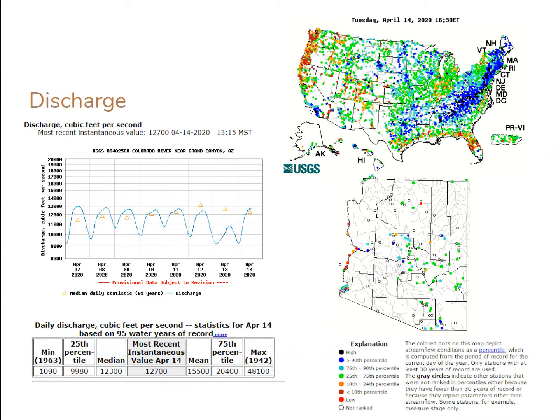But if we check out the stats for April 14th for this particular gauge, they've been measuring the water levels for 95 years there. So today, when I downloaded it, its most recent value was 12,700 cubic feet per second, which is just a little bit lower than the average or the mean that you see. The very highest it's ever measured on April 14th was in 1942, and the very lowest was in 1963, and that is a very low number.